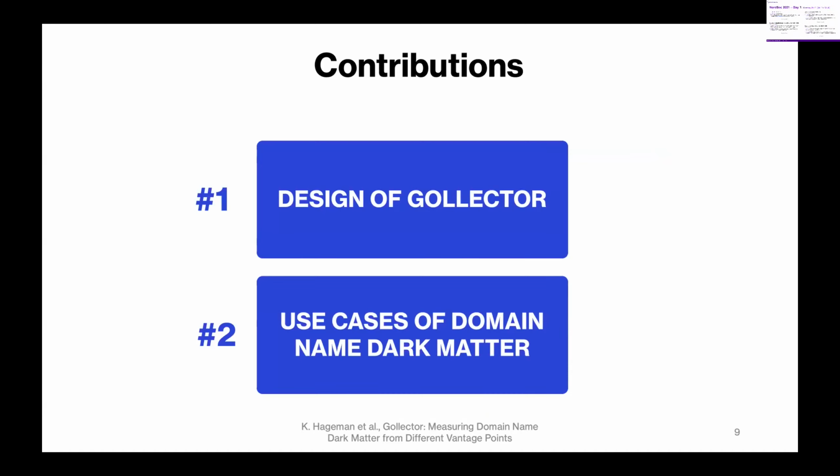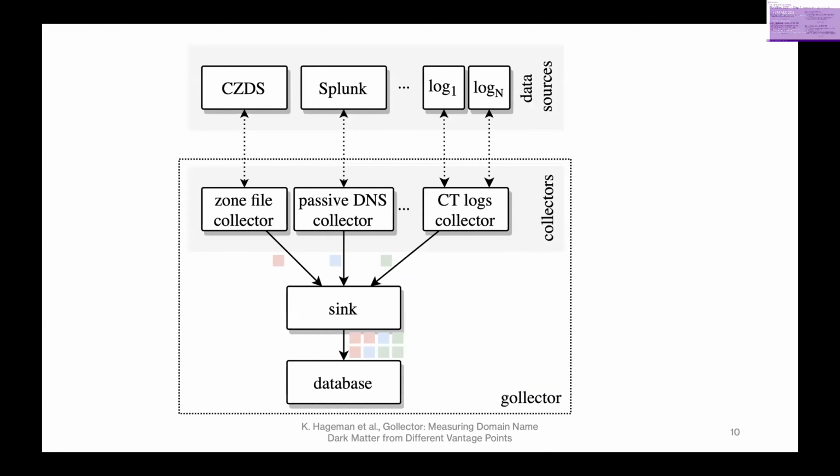To summarize the contributions of this work and this presentation: first of all, we present the design of Gollector, so what are the design choices that we made to collect all our domain name dark matter. And then we show the utility of our tool by applying it to 3 different use cases. Along the way in this presentation, I will dive deeper into what these use cases are.